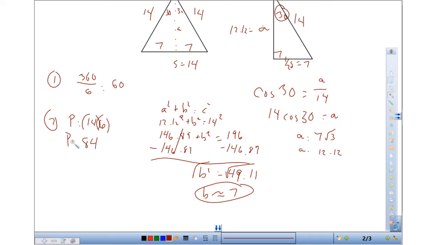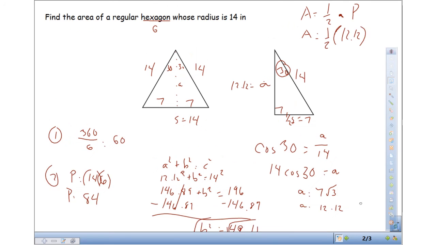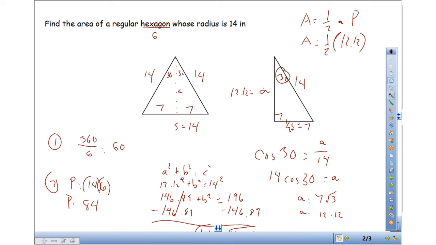All right, let me go ahead and scroll back up and let's put that in there. So let's put that in my formula. So my perimeter is 84. We'll put that right here. So 84 times 12.12, and then we're going to divide that by 2. That's 509.04 inches squared.